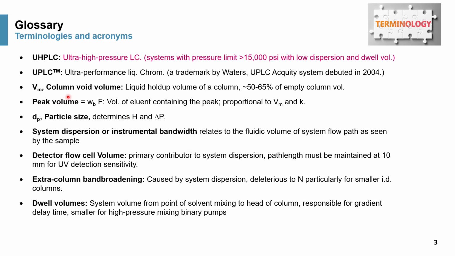Others are column void volume, which is defined here. The liquid volume of a column is roughly about 50 to 65% of an empty column volume. Peak volume is contingent on the column volume. Also, you can measure it by multiplying the peak width with the flow rate.